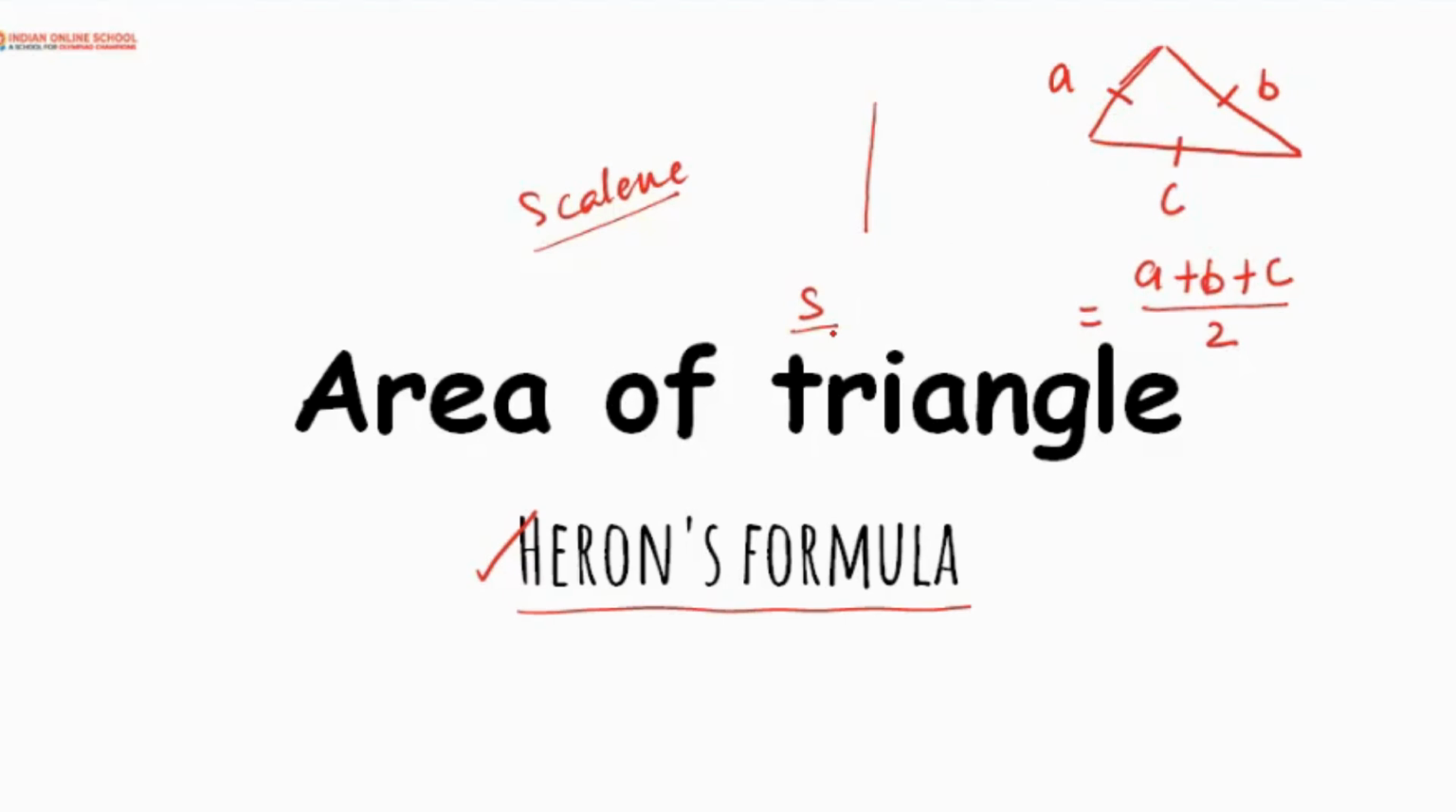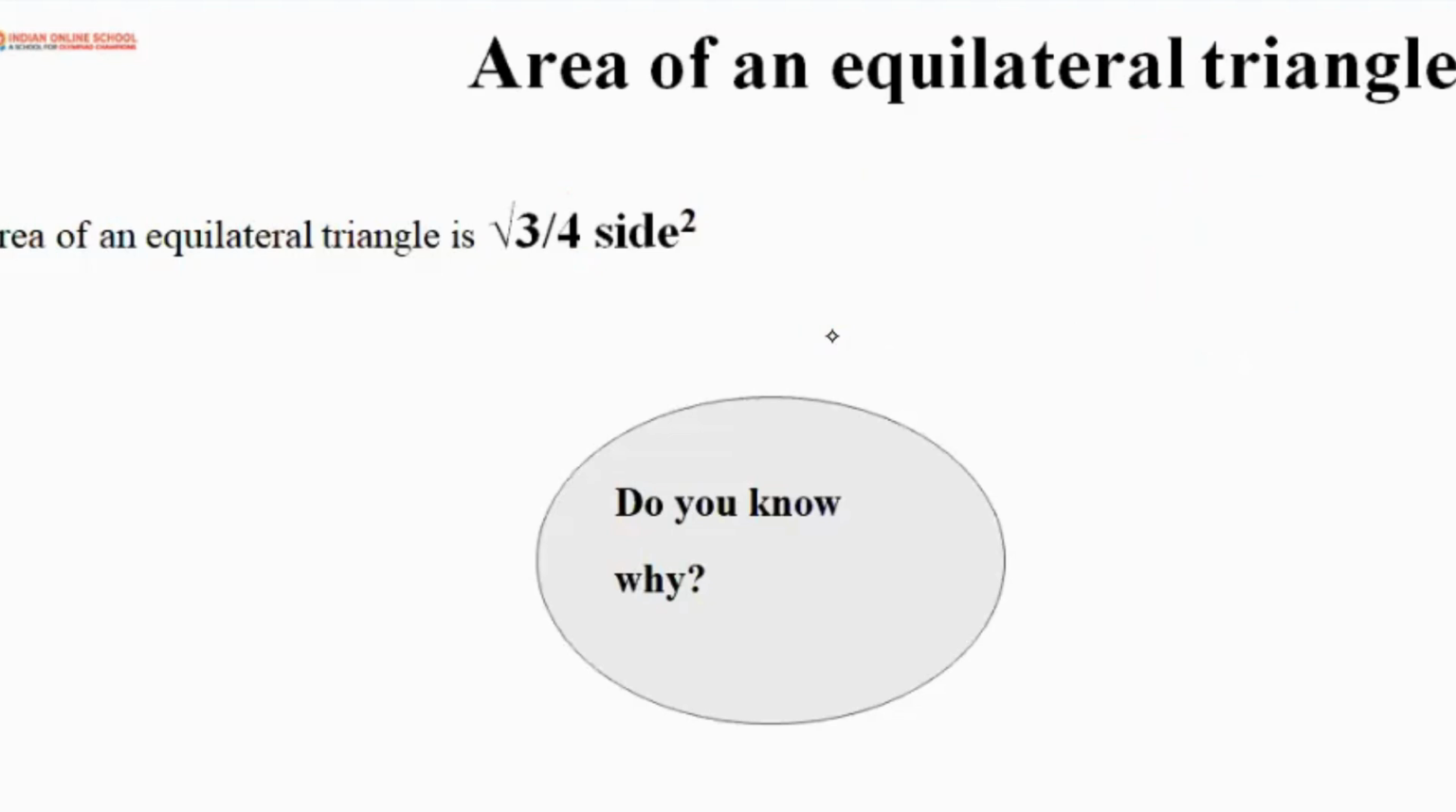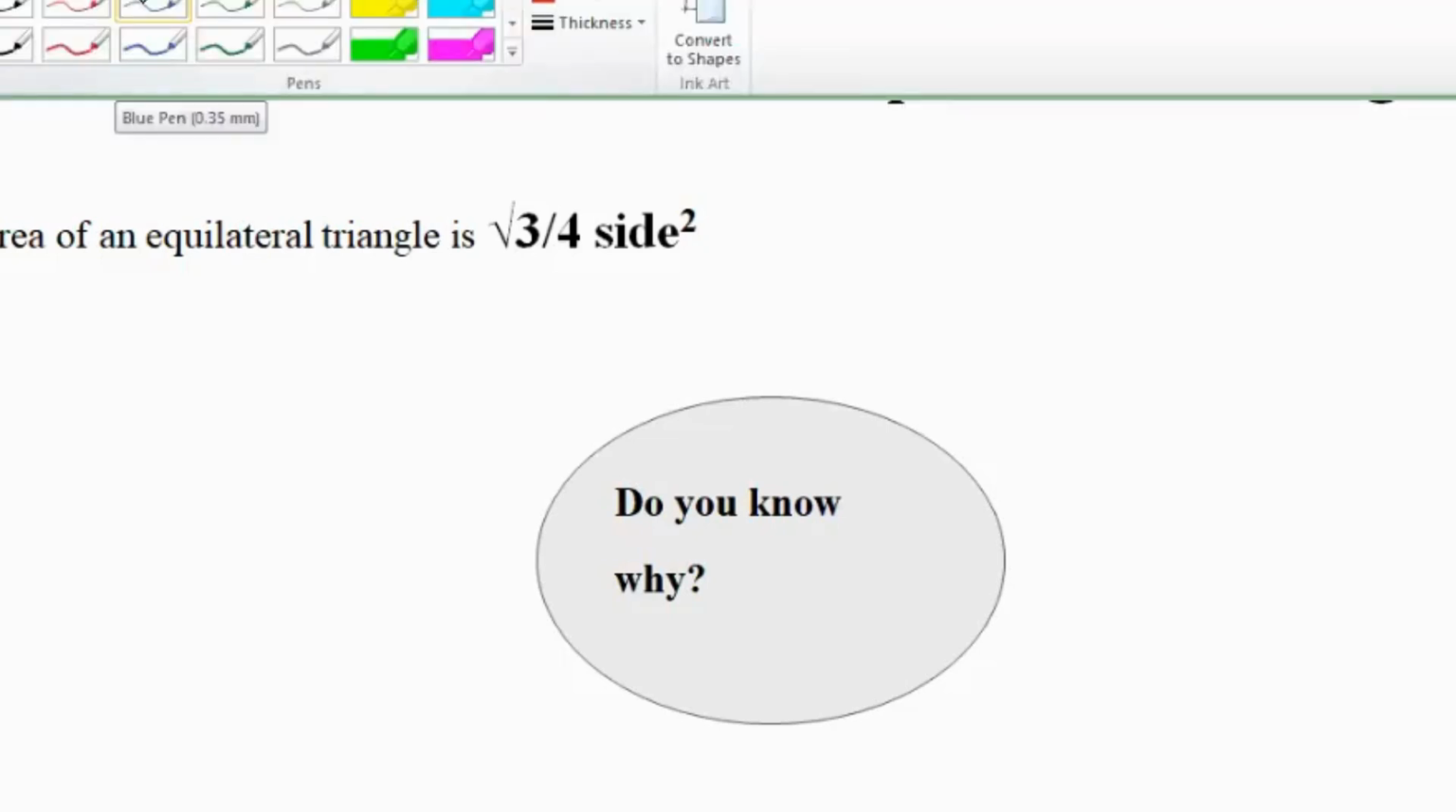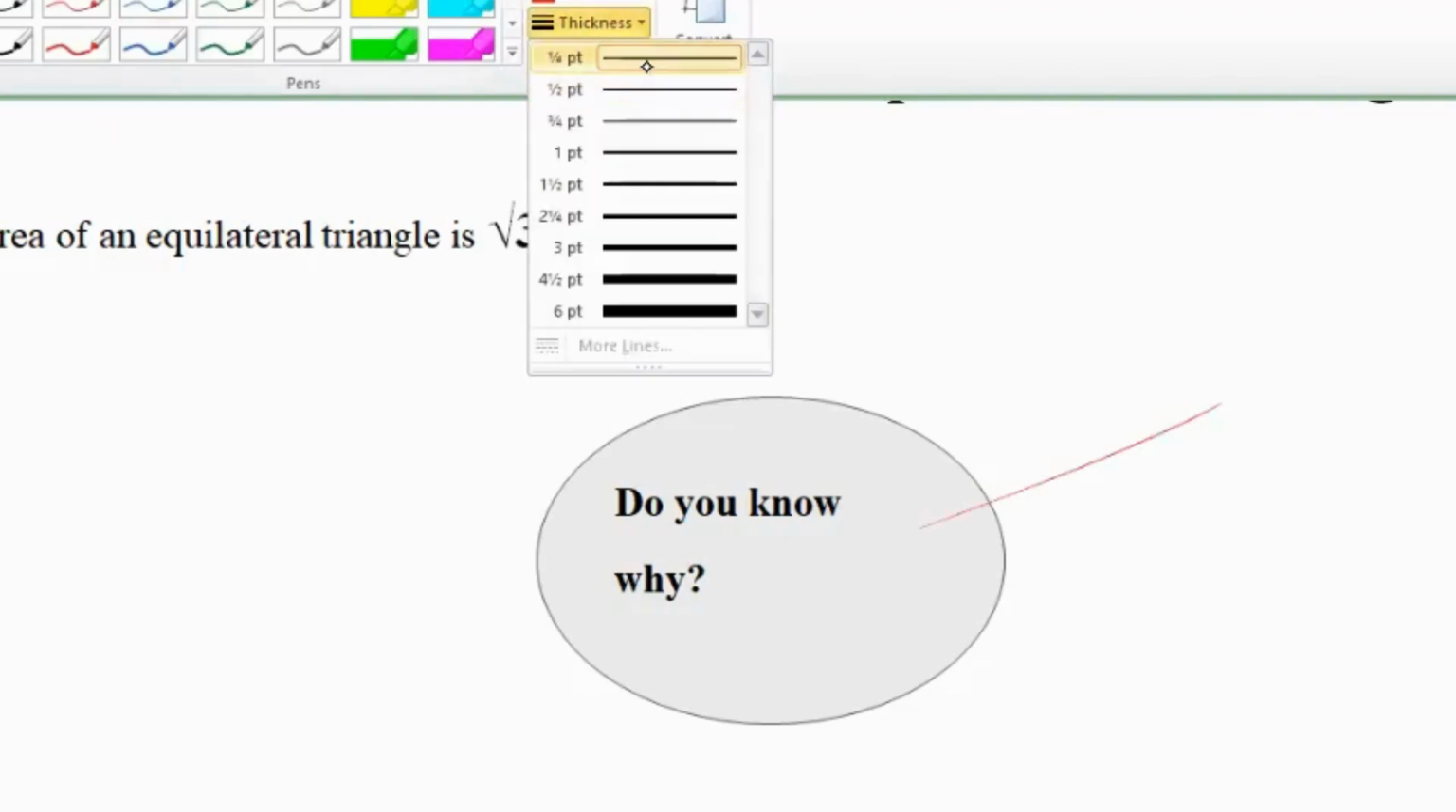After that, we will be using the formula which is known as Heron's formula. I'm directly taking you towards the formula. The area of an equilateral triangle is root 3 by 4 a square, and how we are going to prove it, how we are getting the area of an equilateral triangle as root 3 by 4 a square only. For that, we will be using Heron's formula.